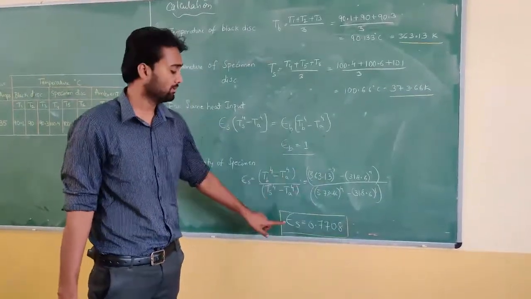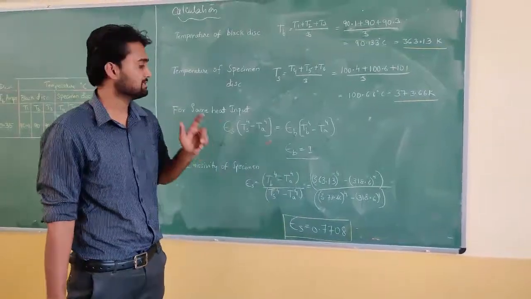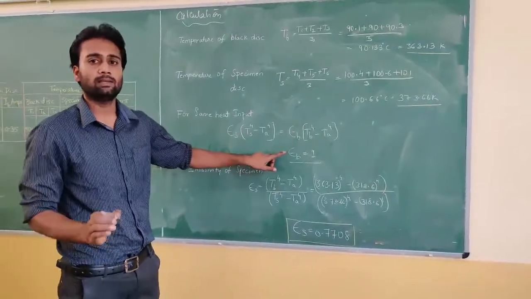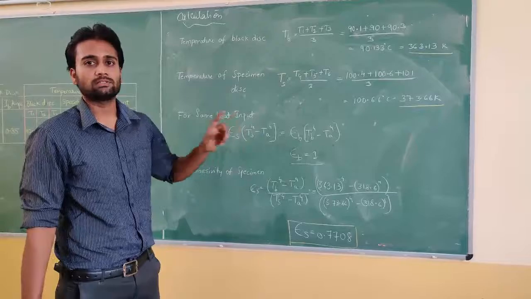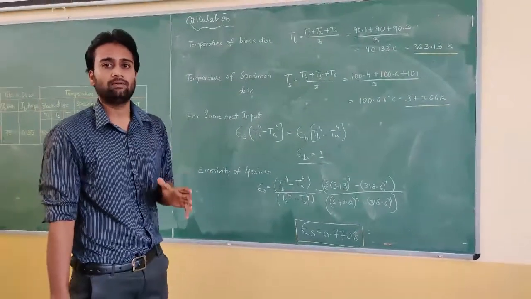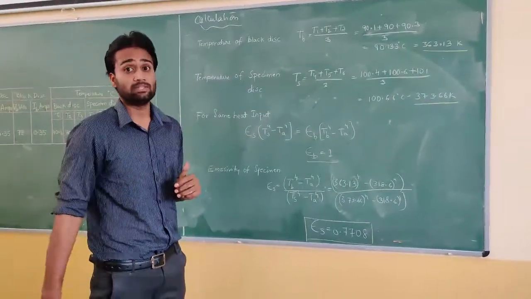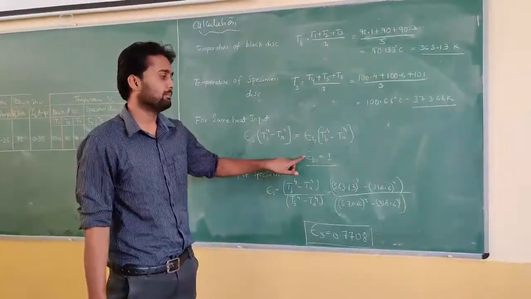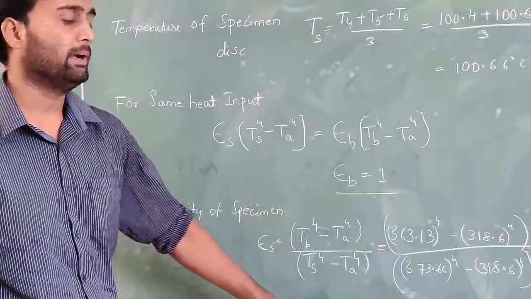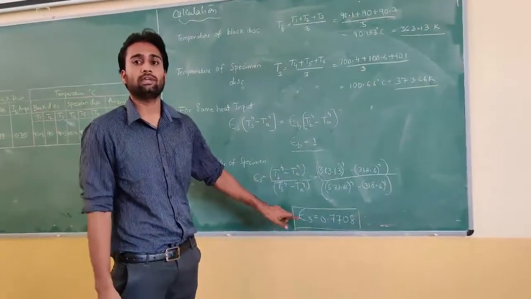0.00708. Make sure the emissivity of the surface is always less than the emissivity of the black body, because the black body is considered the ideal one, which has the maximum emissivity. Always epsilon B is maximum compared to the epsilon of any surface.